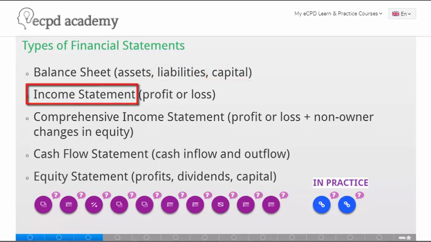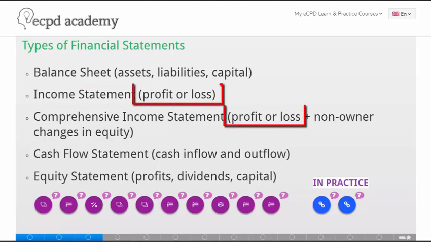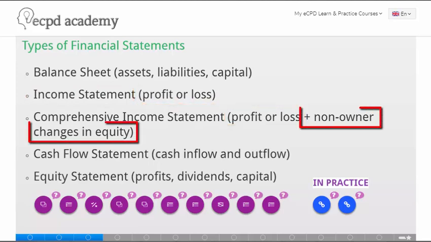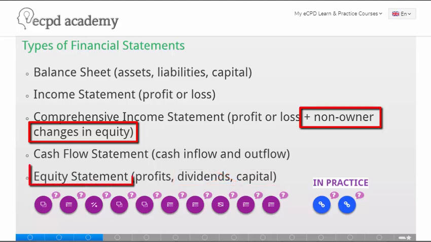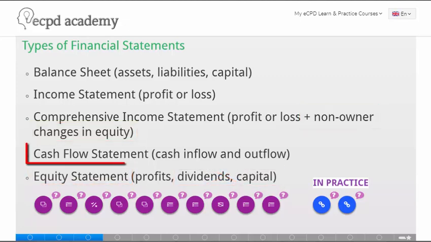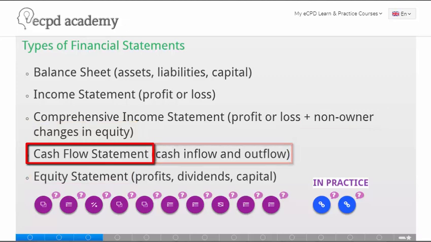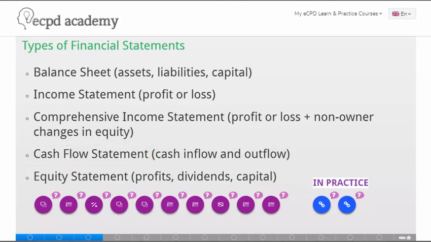The income statement reports profit or loss. The comprehensive income statement is the profit or loss we just mentioned, plus other changes in capital or equity, except for additional capital contributions or withdrawals and profit distributions, which are transactions with the owners of the company and reported under the equity statement. Then we have the cash flow statement, which is simply a listing of cash receipts and cash payments. This financial statement is what we studied previously as measuring a firm's cash performance.